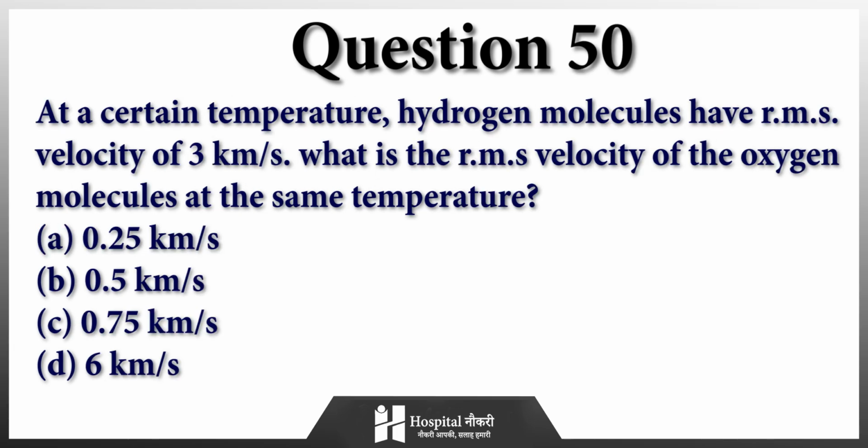Next question is, at a certain temperature hydrogen molecules have an RMS velocity of 3 km per second. What is the RMS velocity of oxygen molecules at the same temperature? A, 0.25 km per second; B, 0.5 km per second; C, 0.75 km per second; or D, 6 km per second. Correct option is 0.75 km per second.